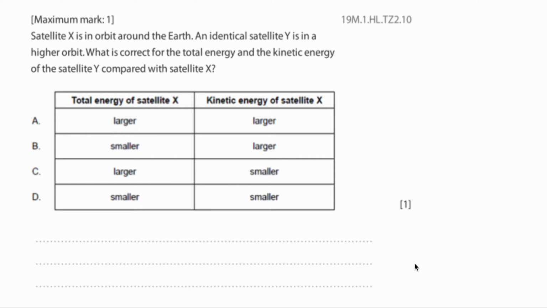Satellite X is in orbit around the Earth. An identical satellite Y is in a higher orbit. What is correct for the total energy and the kinetic energy of satellite Y compared with satellite X?